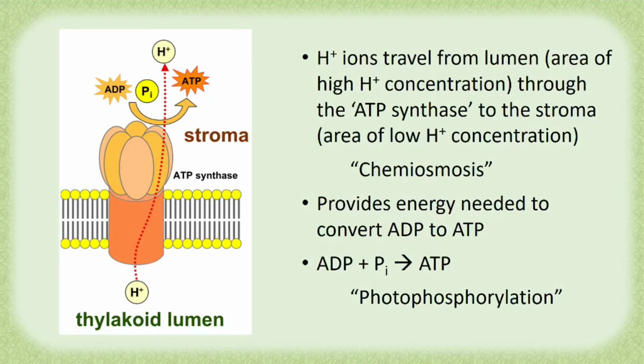And that reaction has its own fancy name. The gaining of a phosphate group onto ADP is called phosphorylation. And because in this set of reactions the energy for it originally came from light, we're going to use that word photo again. So in this case, sticking a phosphate group onto ADP is called photophosphorylation of ADP. So we have chemiosmosis driving photophosphorylation.